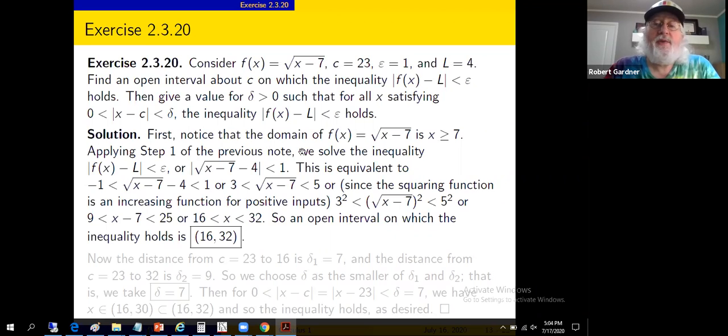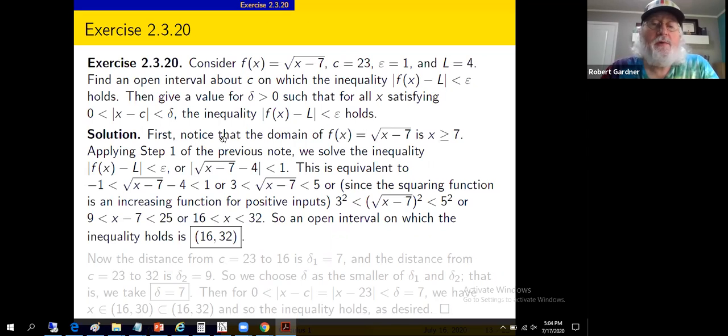By the way, the domain of this function, square root of x minus 7, is all x greater than or equal to 7. We can't take square roots of negatives. Come back and see me in complex variables, and we'll take square roots of negatives all you want. We'll do calculus with those functions. But in here, no square roots of negatives. So the domain is x greater than or equal to 7.